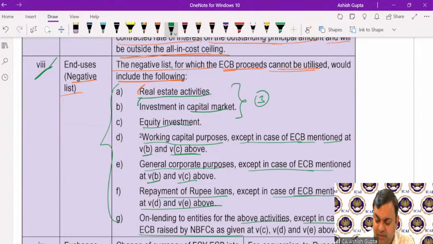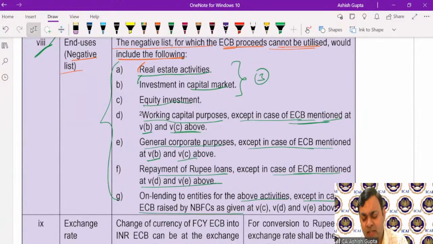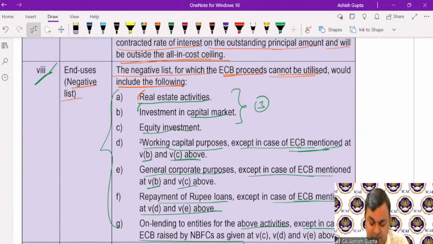Working capital purpose, except in ECB mentioned in 5B, 5C above, that is restricted, means if this is allowed in ECB part, then it is allowed, otherwise it is restricted. General corporate purpose, except in case of ECB mentioned at 5B, 5C above.